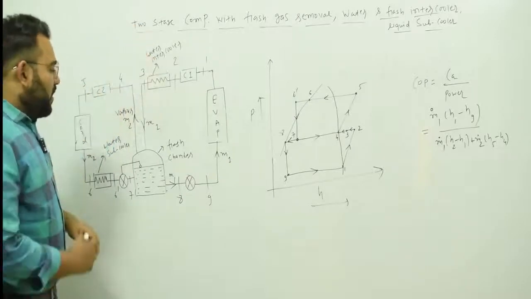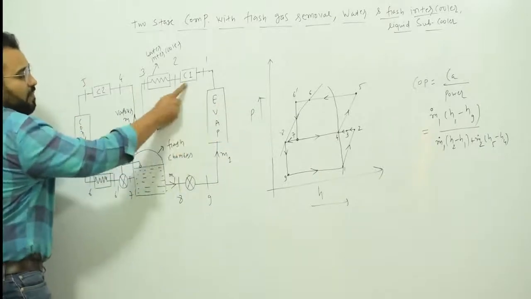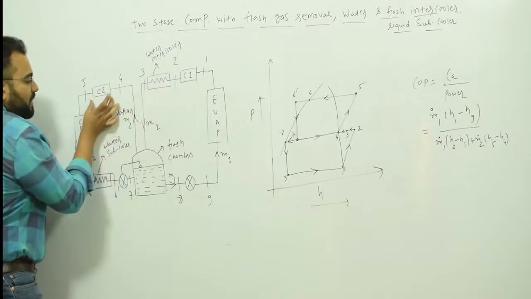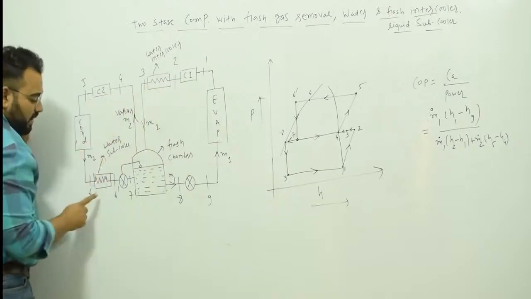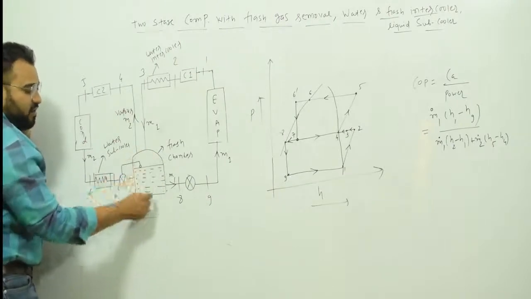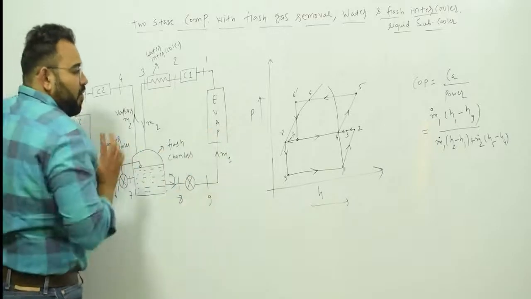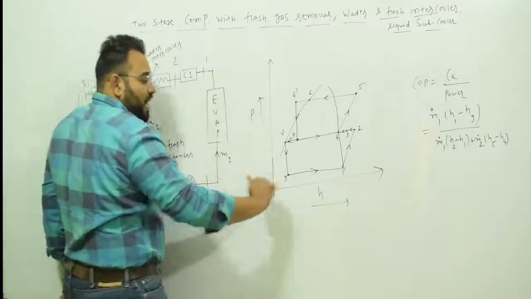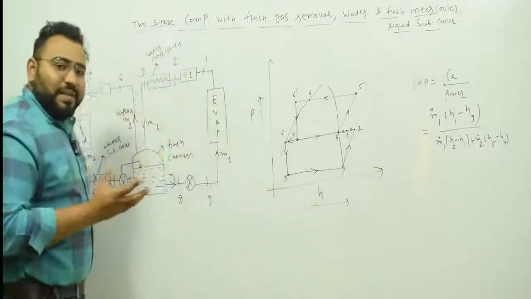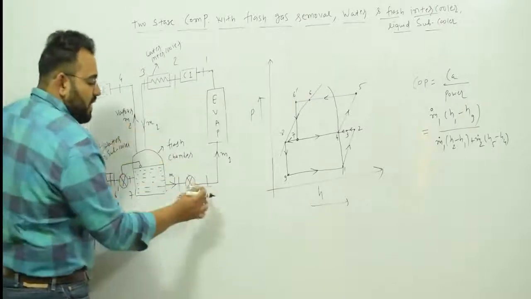Here you can see the circuit. This is the evaporator, compressor 1, this is the water intercooler, this is compressor 2, this is the condenser, this is the water subcooler, this is the flash chamber which is working as flash gas removal, these are the two expansion valves, and these are the evaporators. This is the p-h diagram, pressure versus enthalpy, and the equation of COP. Now let us understand this.